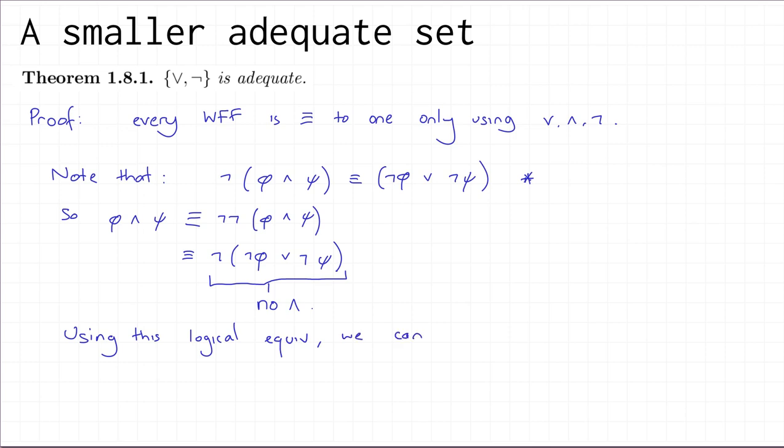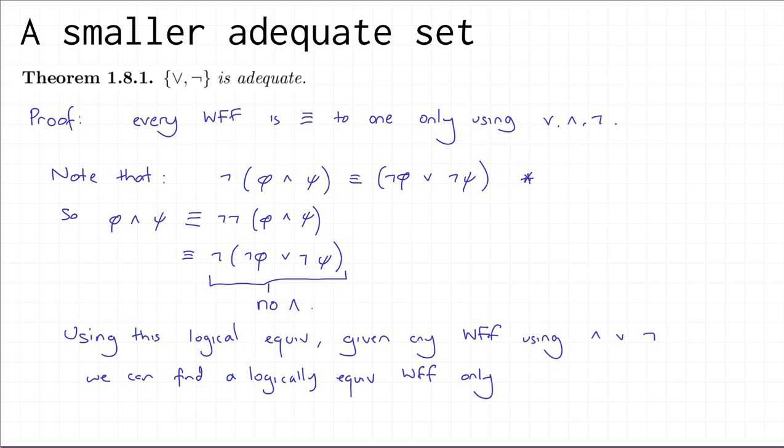given any well-formed formula using and and not, we can find a logically equivalent well-formed formula that only uses or and not. Okay, so this set with just 2 connectives in it is adequate.